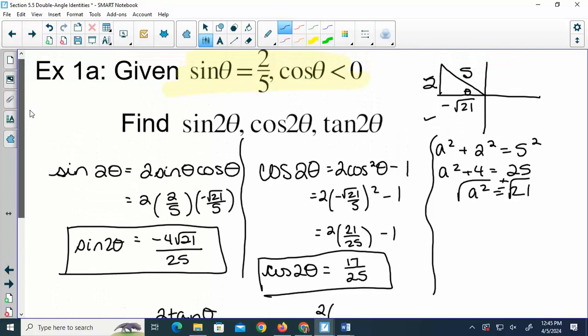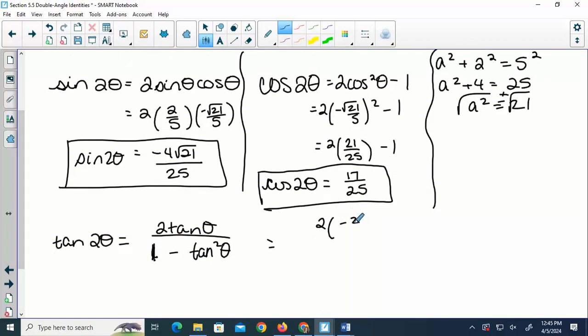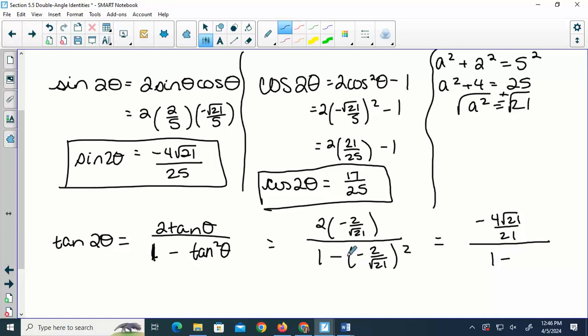If I'm looking at my triangle, tangent is opposite over adjacent. So that'd be negative 2 over radical 21. I have to do some cleaning up here. Over 1 minus negative 2 over radical 21 squared. Negative 4. Can I write that as negative 4 radical 21 over 21? Yes. Bottom would be 1 minus, if I square that, negative 2 squared is 4. Radical 21 squared is 21.